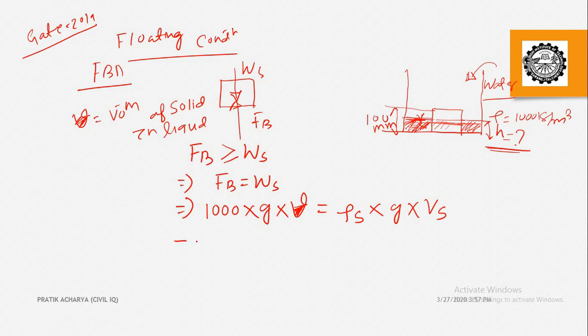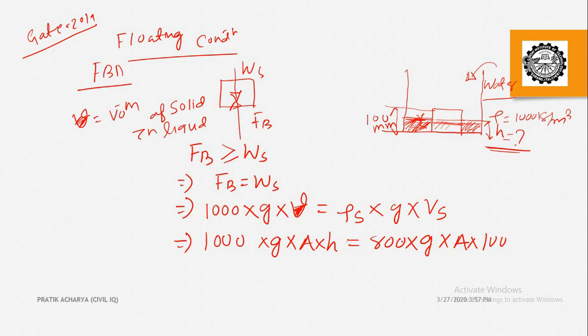I can write this as 1000 into g into the submerged volume, where the cross sectional area is A and the height is small h. The density of the solid body is given as 800. This is g, and the volume of the solid body is the cross sectional area into 100. The unit conversion is not required, and g and A cancel. So if you want to find this h, it comes out to be 80.